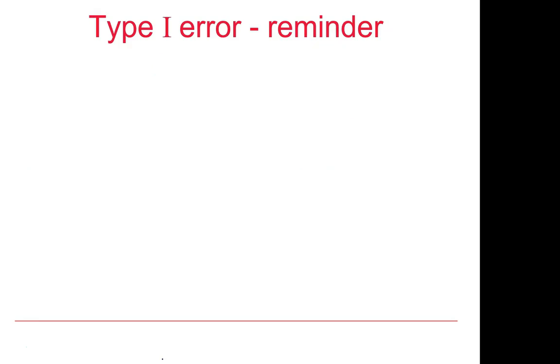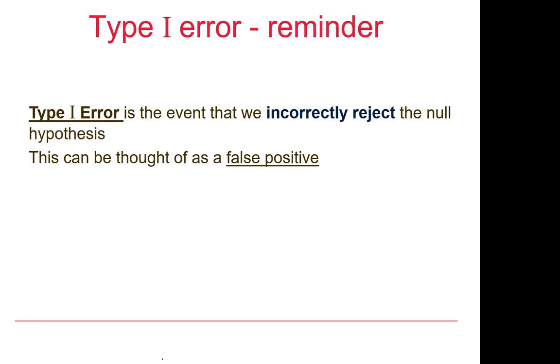So a quick reminder of the definition of a type 1 error. A type 1 error is when we incorrectly reject the null hypothesis. So we find a false positive result at the end of our test, because based on the likelihood of events occurring, we decide to reject the null hypothesis, but in reality the null hypothesis is still true.